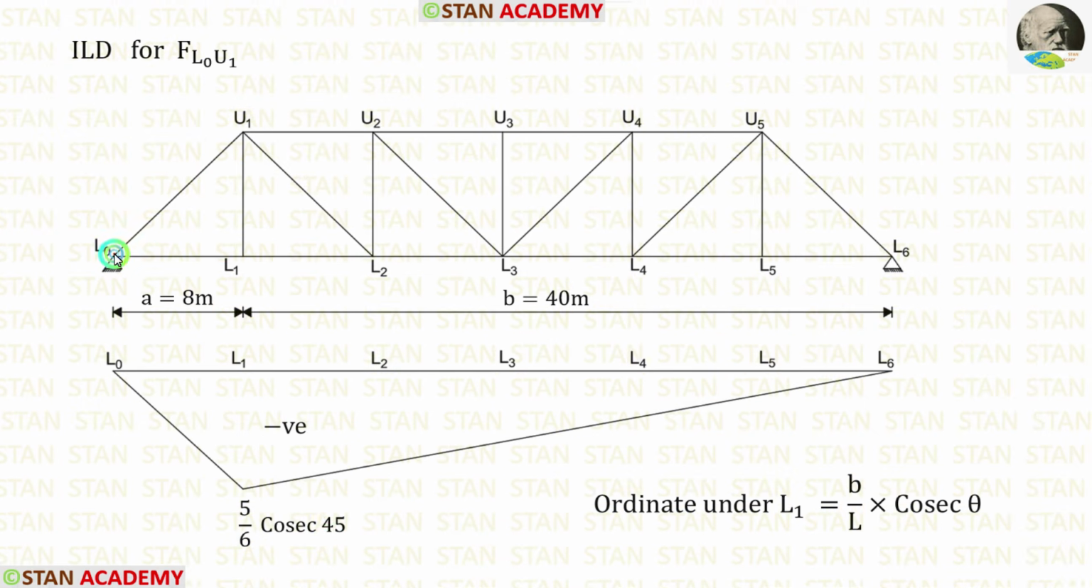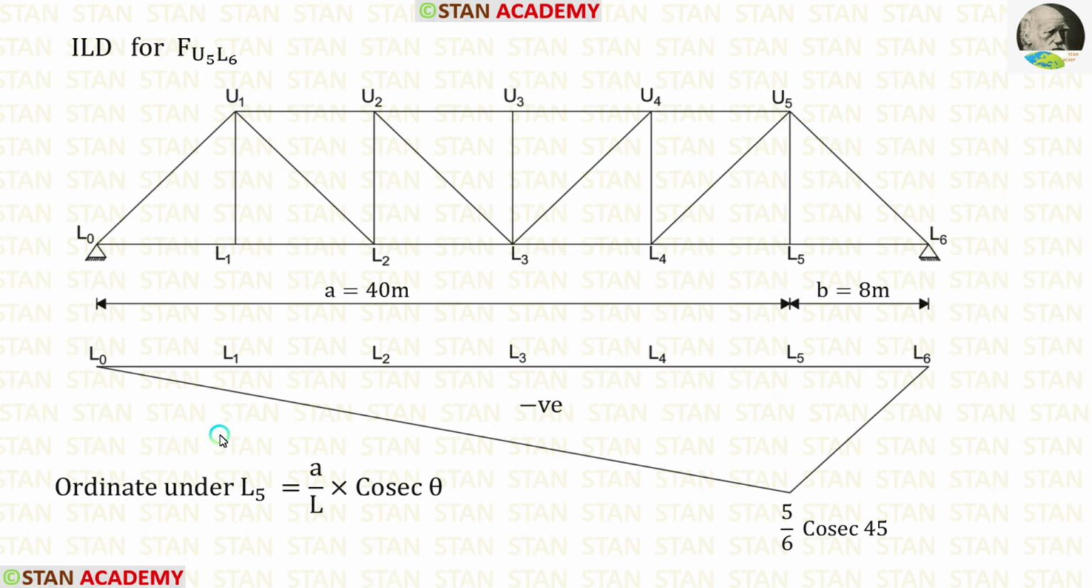From the beginning, we know that L0 U1 and U5 L6 will be compressive. That is why we have drawn below the line. In the same way, we can make ILD for force U5 L6.